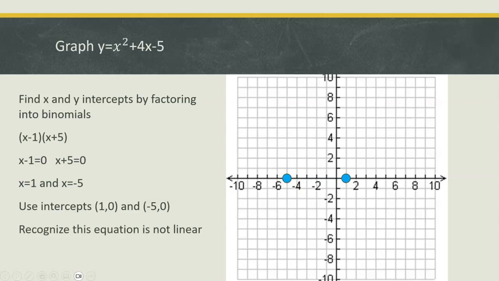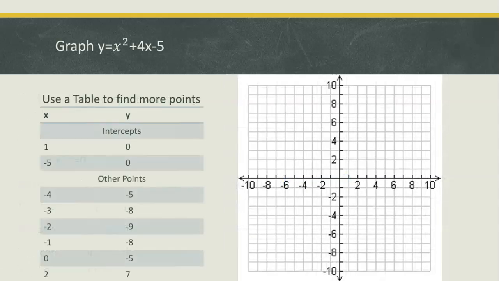So we need to recognize that this equation is not linear and we cannot draw a line straight from these 2 points. We can use any other point between these 2 points. So negative 4 for x, negative 3 for x, negative 2 for x, negative 1 for x, 0 for x, 2 for x, just so we can find the general shape of this graph.